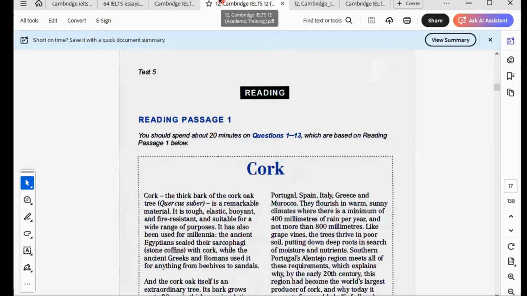Can you see test 5? This is Cambridge IELTS 12, and the thing is titled test 5. Let me see if you guys are with me. Are you guys with me? Let me see your message if you are following me. Just type in the chat box and say, yes, I am with you.